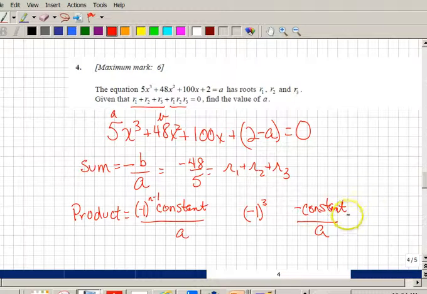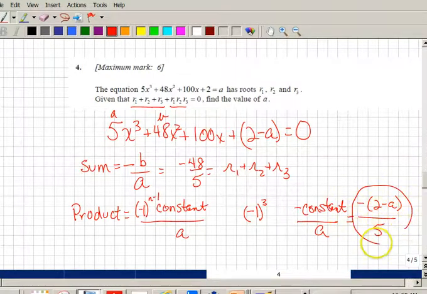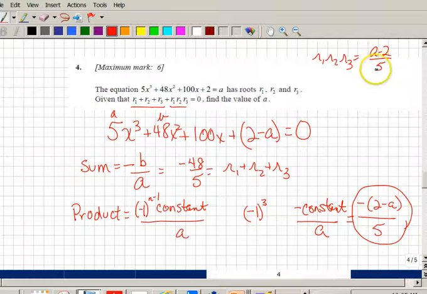So in this case, the negative constant would be the negative of 2 minus a over a, the coefficient of the x cubed term, 5. So this is the product of the roots. Well, the product of the roots is r1 times r2 times r3. So let me find some room where I can write this. Let me go back up here. R1, R2, R3 equals, I'll just go ahead and distribute that negative, a minus 2, I guess, yeah, over 5. That's the product of the roots.